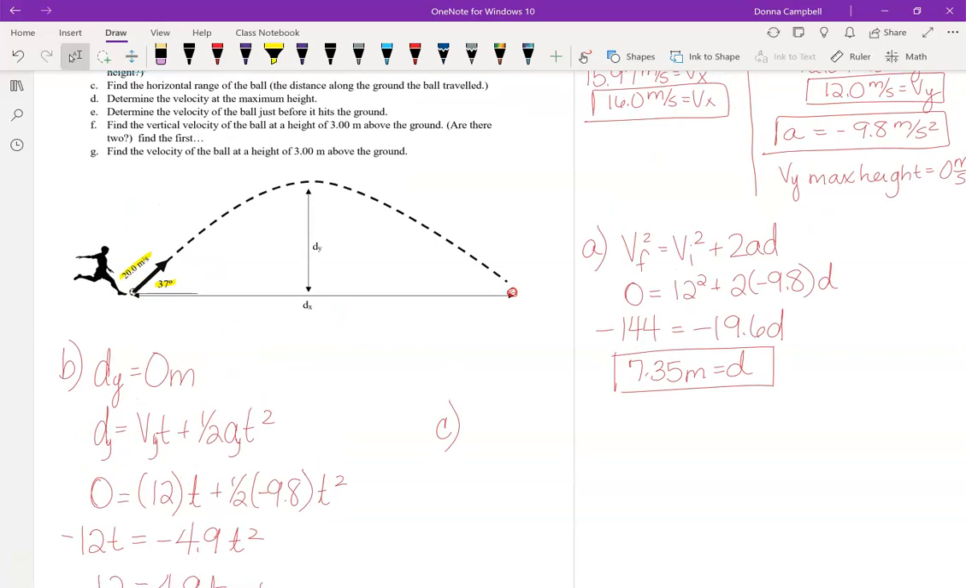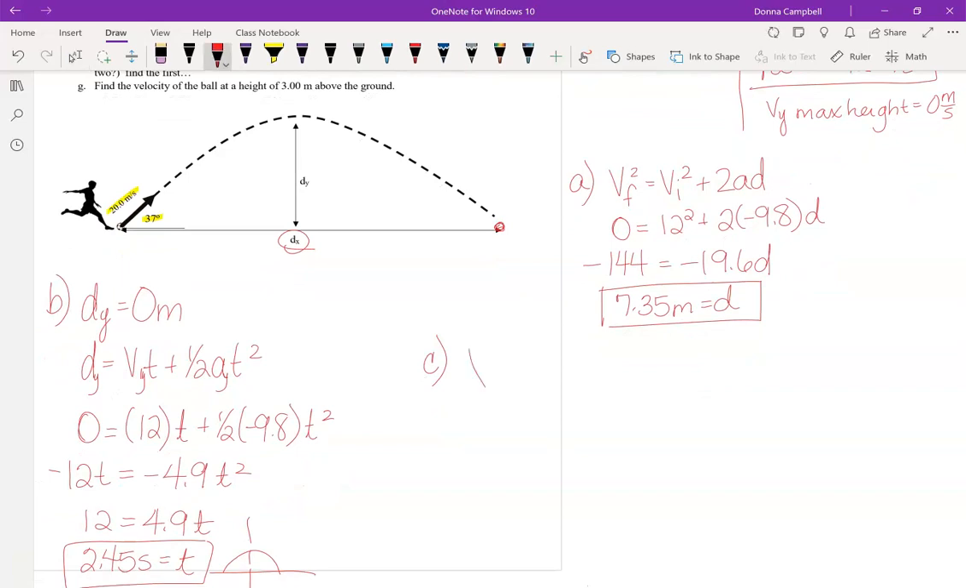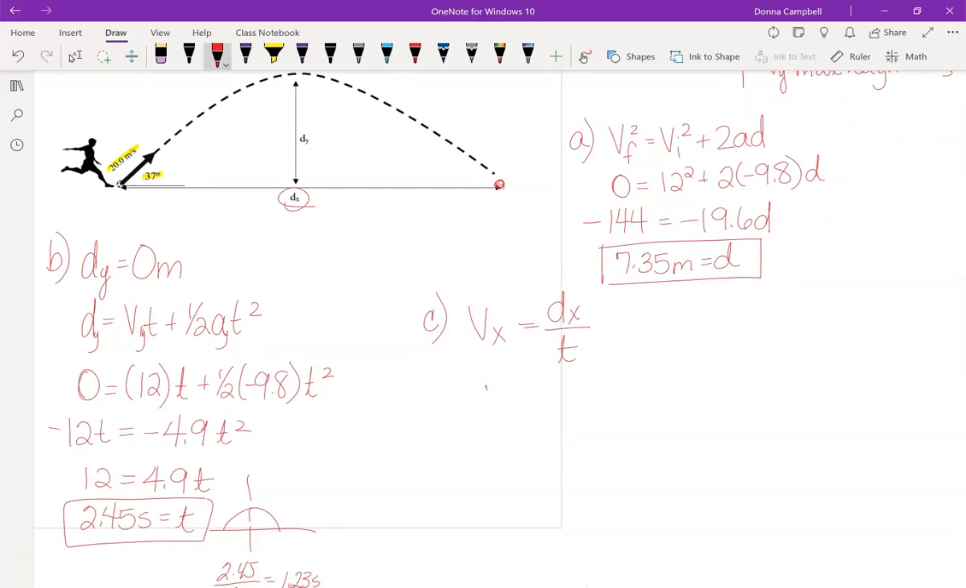C asks the horizontal range of the ball. So it wants this dx. Well, we have the vx, we're looking for dx, and we do have time. So 16 equals dx divided by 2.45. Remember, this is the only equation we can use in the x direction. So 39.2 meters is the dx.